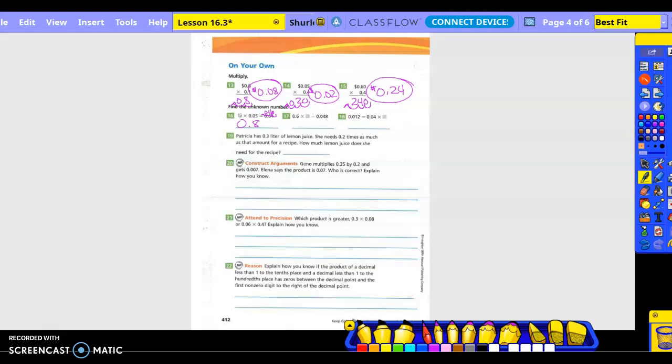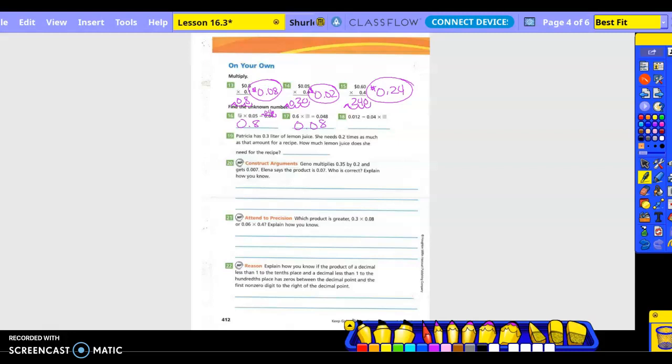Okay. All right. Next one, we have 6 tenths times something gets us 48,000. So how many place values do we have with that 6 tenths? 1. So our second one has to have two place values. What is that going to be? 800.